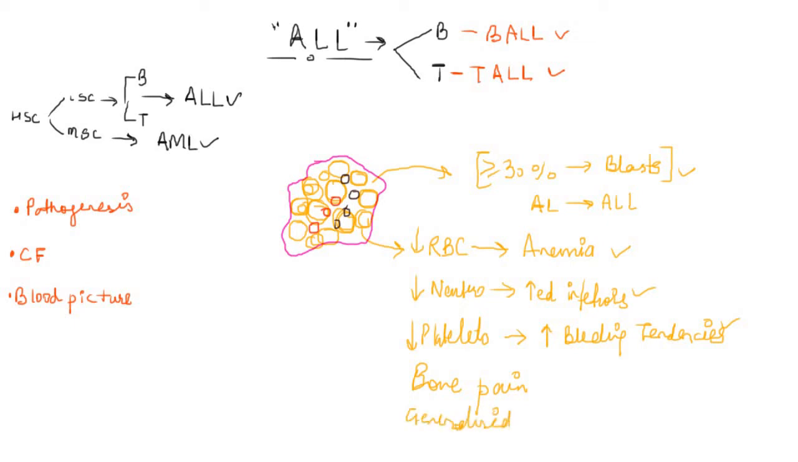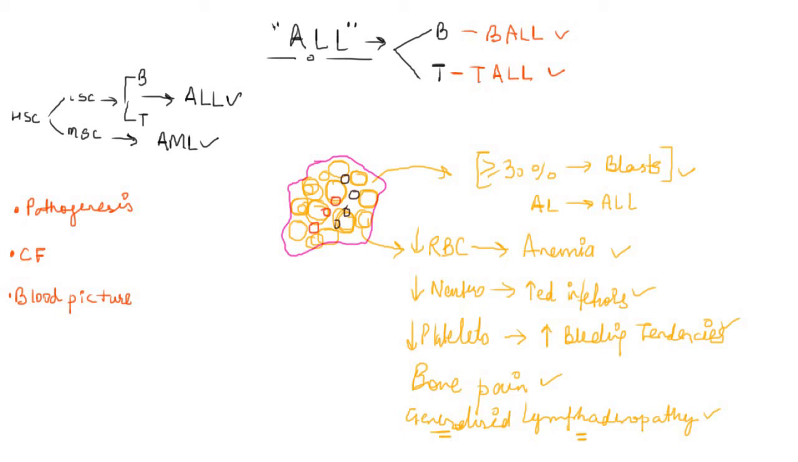So guys, what is generalized lymphadenopathy? It is a condition in which the lymph nodes within the body are enlarged, and since all or the majority of the lymph nodes are enlarged, this is called generalized lymphadenopathy. Now why would this generalized lymphadenopathy occur?